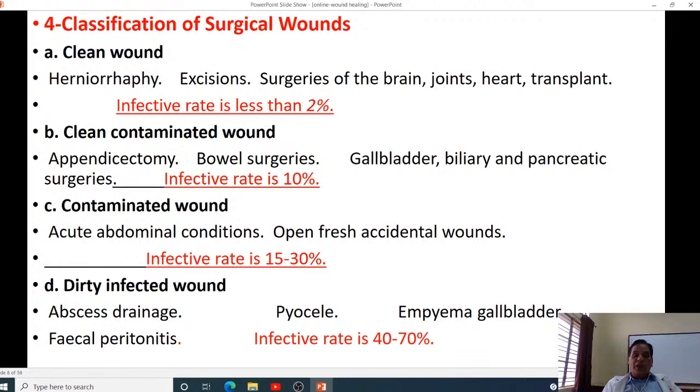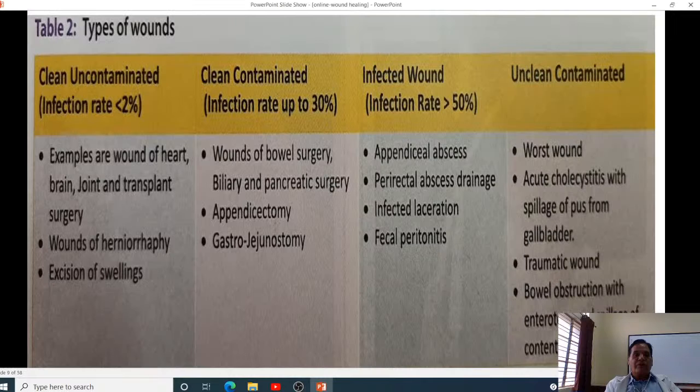Last comes where there is infection rate of 40 to 70%, very high infection rate. But you have to cure it and you have to operate. So what are these? When you are draining an abscess, a pyocele, empyema gallbladder and fecal peritonitis. Remember, whenever there is a fecal matter in the peritoneum, it is a dirty infected wound with very high chances of infection. Again, you have to make all attempts to prevent that infection.